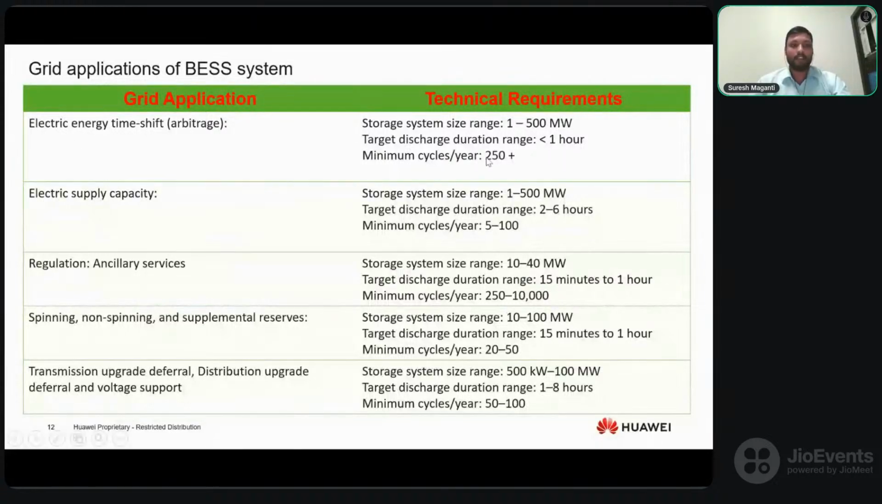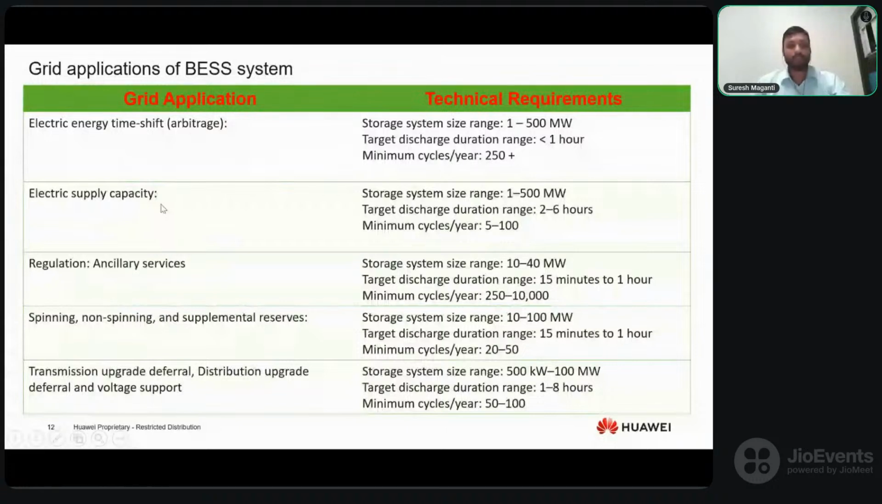So the next application is electric supply capacity. When we talk about electric supply capacity, for example, the generated energy is very high and the demand is very less. If the capacity is very less and the demand is very high, sometimes from off peak to on peak, these kinds of capacity shortages we can avoid by using the energy storage systems.